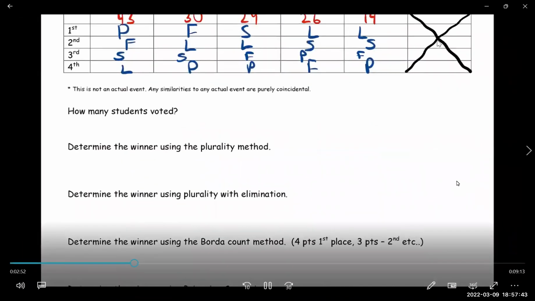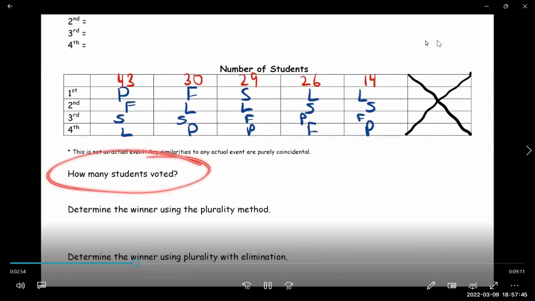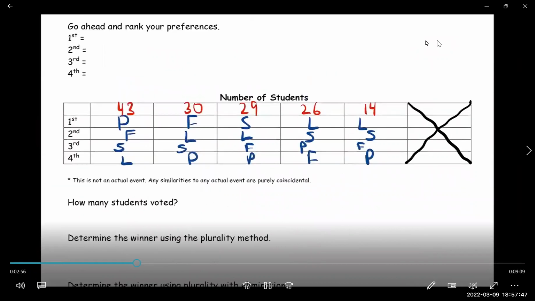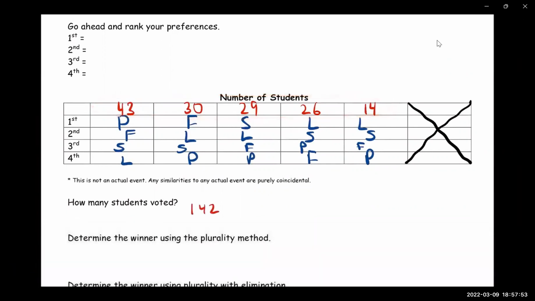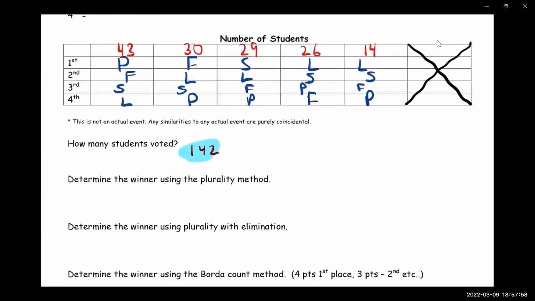Let's see. How many students voted, first of all? 142. You added all these numbers? Yes. Perfect. Okay, so 142. Okay. Determine the winner using plurality. How did we do that again? Using the plurality method, you basically add up all the first place votes, and that's it.